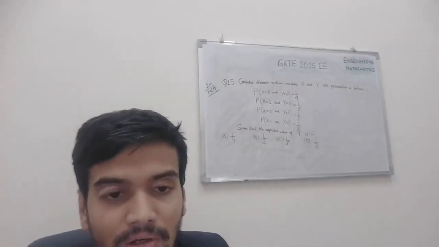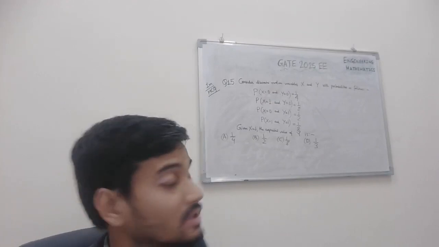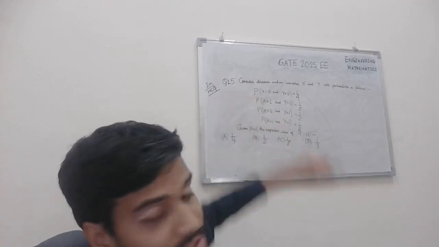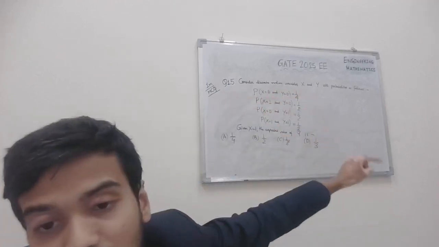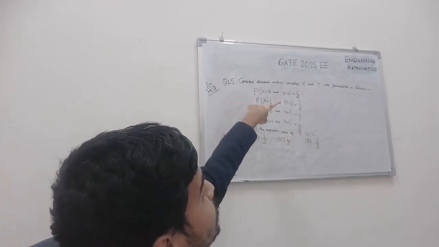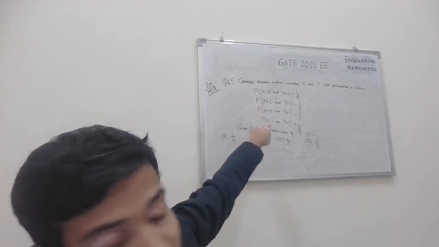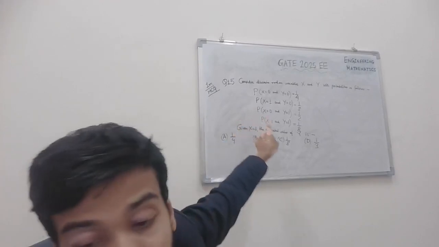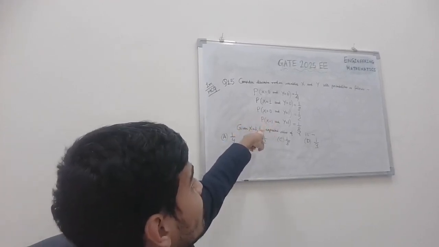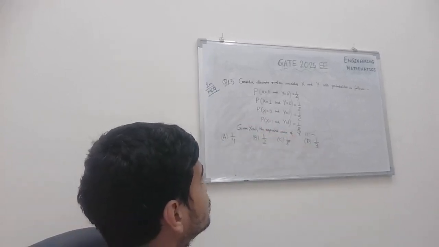Discrete random variables and probability. It is a one-mark exercise, a master question on the concept from engineering mathematics. The question is: consider discrete random variables with probabilities as follows. P of x equal to 0 and y equal to 0 is 1 by 4. P of x equal to 1 and y equal to 0 is 1 by 8. P of x equal to 0 and y equal to 1 is 1 half. Sorry, P of x equal to 1 and y equal to 1 is again 1 by 8.